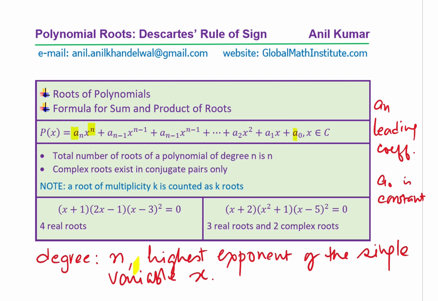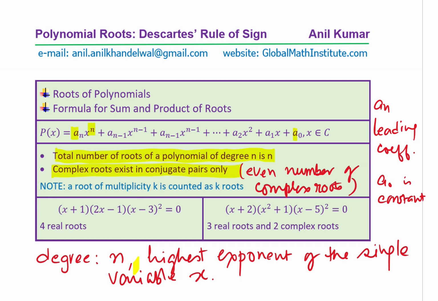Now, here the question is, how many roots will you have for a polynomial of degree n? It is important to understand that the total number of roots of a polynomial of degree n is always n, correct? So number of roots is constant, which is equal to the degree of the polynomial. And we have also learned that the complex roots could exist, and they exist always as conjugate pairs. So even number of complex roots.